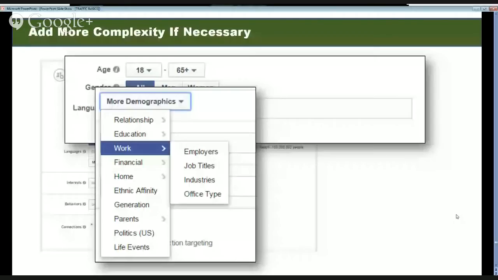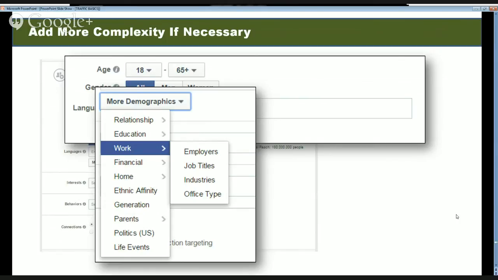Now remember we talked that there are more demographics. Well, let's look at what some of them are. What relationship are they in? Are they single? Are they married? Are they divorced? Are they engaged? What education do they have? And in fact, where were they educated? That's another possibility. When it comes to work, are they employers? What are the titles of their job? You might look for the title network marketer. What industries are they in? Network marketing.